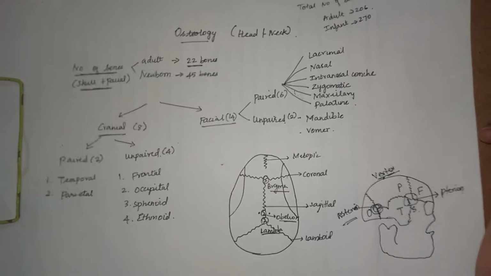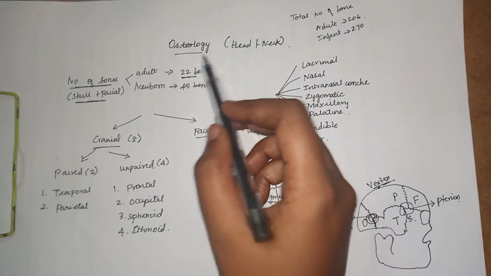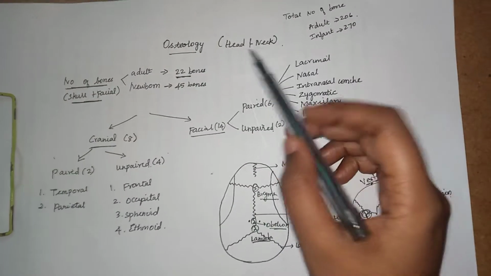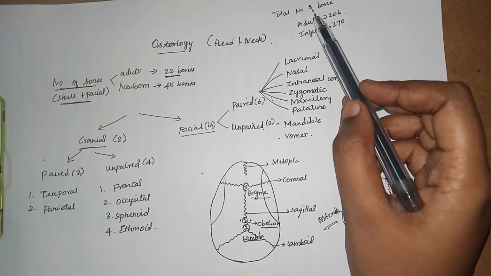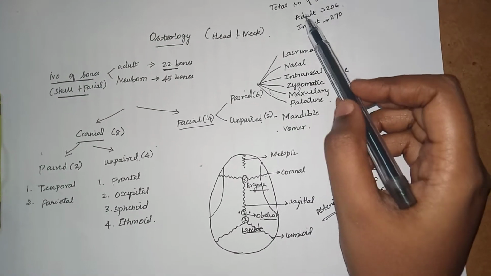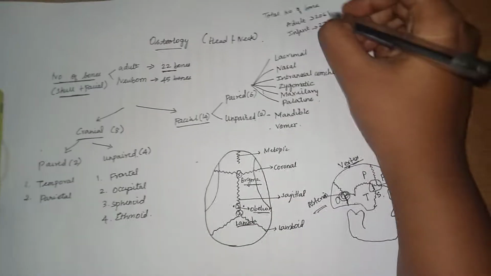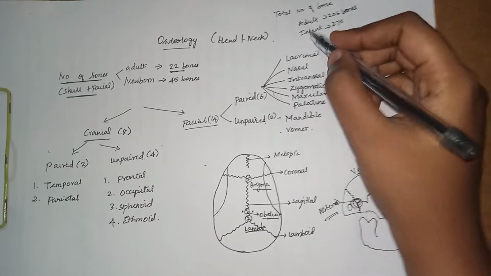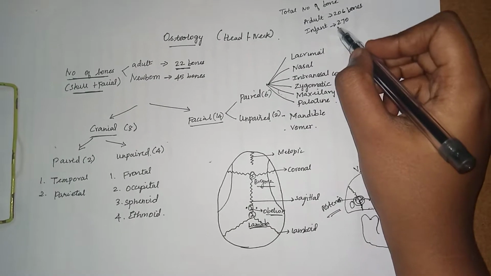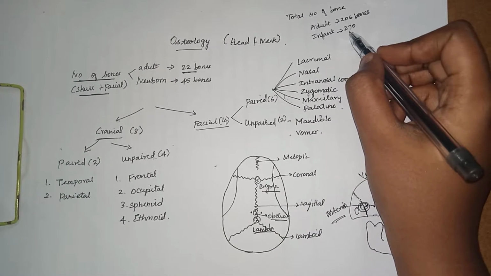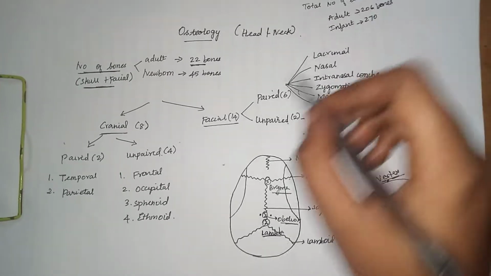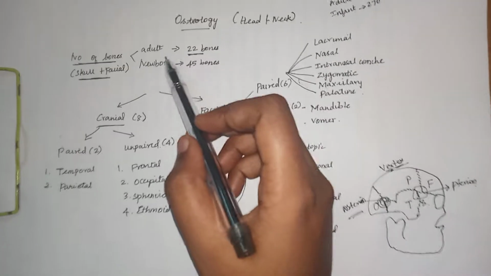In this video, we are going to learn about the osteology of head and neck. First of all, we should know the total number of bones present in the infant as well as in adults. We all know in adults 206 bones are present, but in infants it is more: 270 bones are present in the infant or newborn child. Then, moving on to the head and neck osteology.